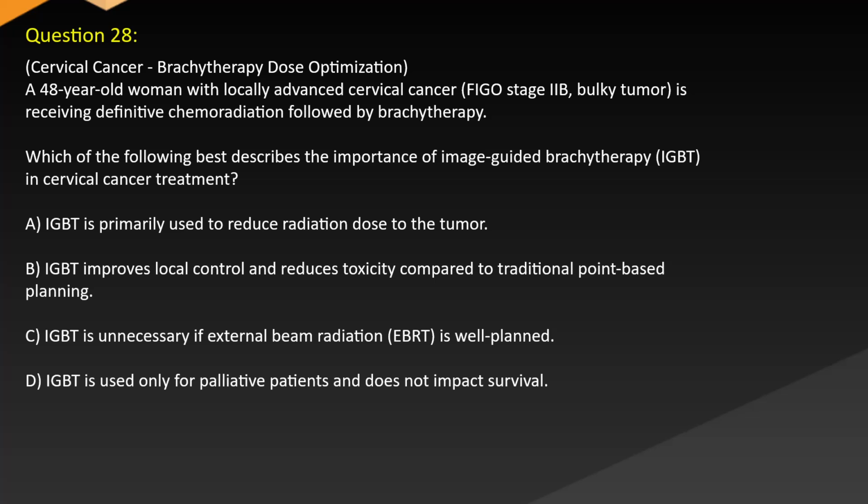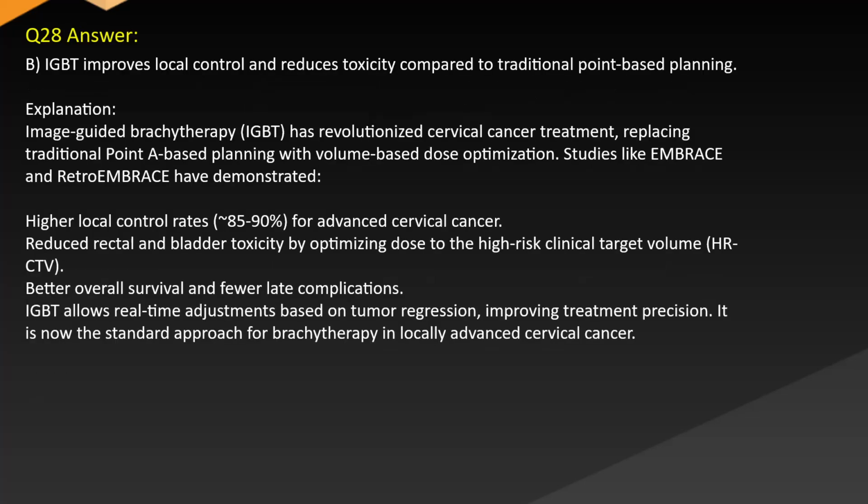A. IGBT is primarily used to reduce radiation dose to the tumor. B. IGBT improves local control and reduces toxicity compared to traditional point-based planning. C. IGBT is unnecessary if external beam radiation (EBRT) is well planned. D. IGBT is used only for palliative patients and does not impact survival. Answer: B. IGBT improves local control and reduces toxicity compared to traditional point-based planning.